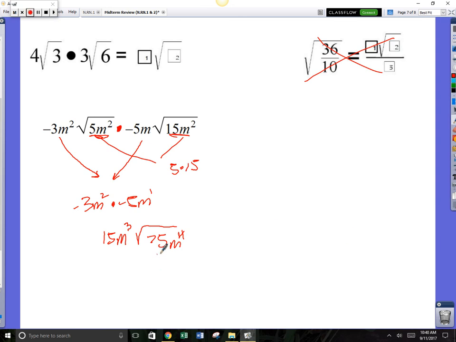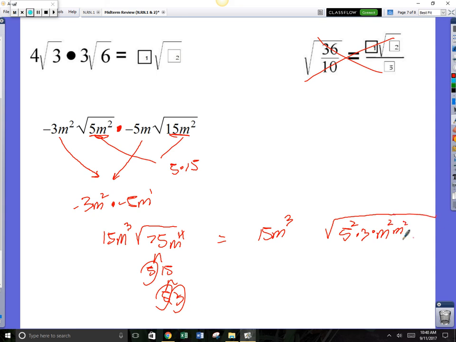Okay, now 75, let's take the squares out of 75. So 75, let's go backwards. We just had a 5 and a 15. 5's done, 15 is a 5 and a 3. So your square, you got 15 m cubed on the outside. On the inside, we got 5 squared times 3 times m squared, because it was m to the 4.